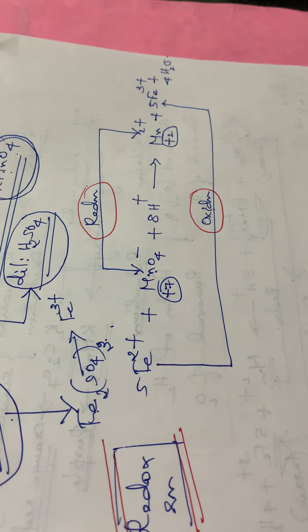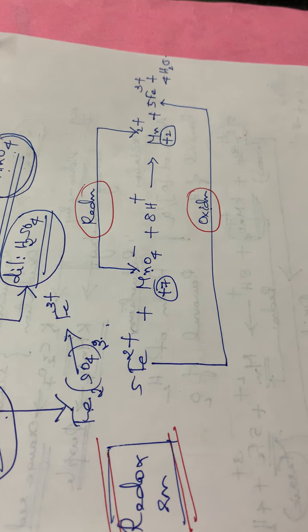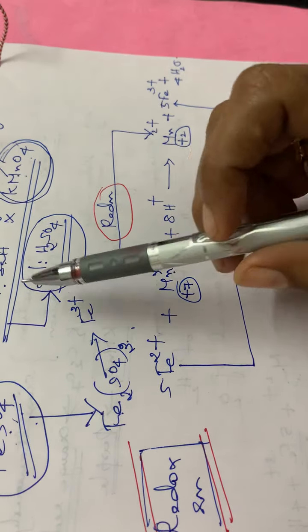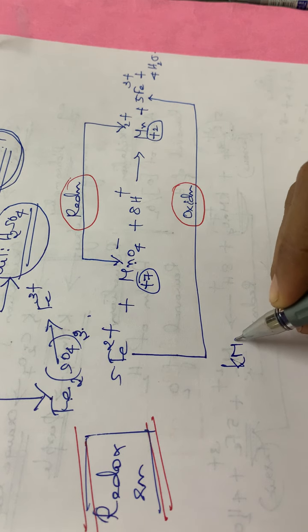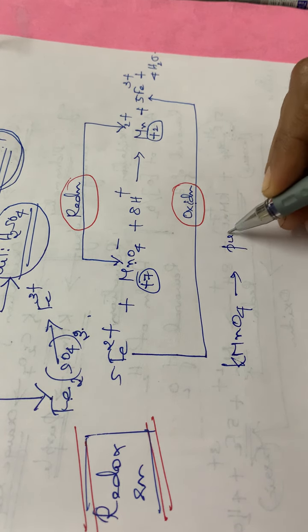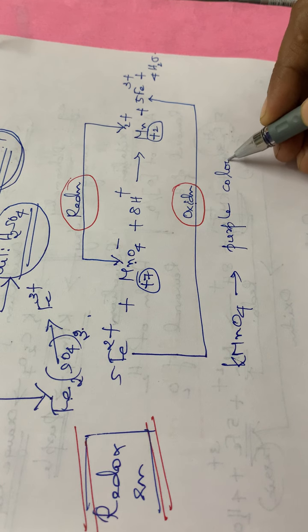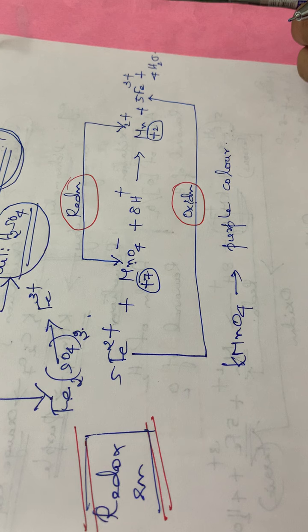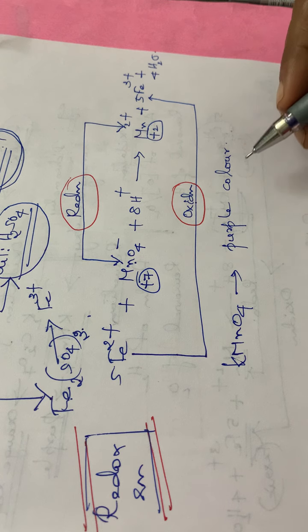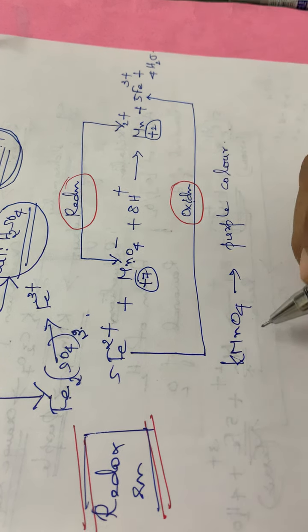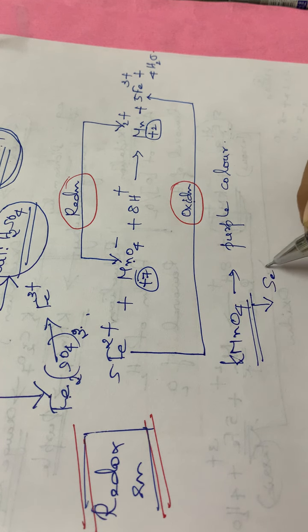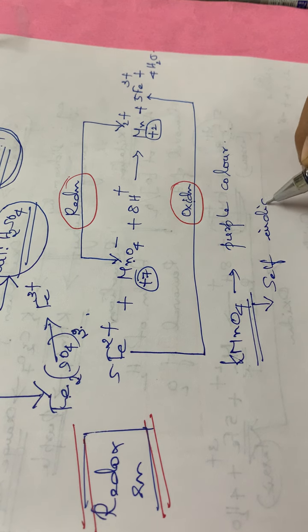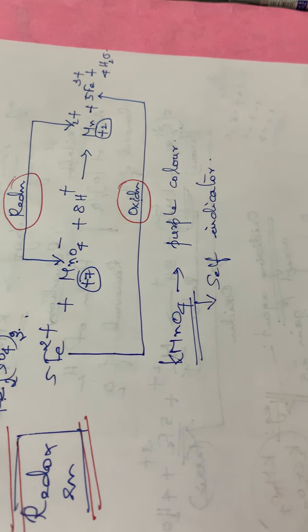And here, what is the indicator used in permanganometry? That is the next question. See, here we are taking Mohr's salt and KMnO4, and already you know about the color of KMnO4. It is having a purple color, isn't it? So there is no need of another indicator for this particular reaction. Normally in permanganometry, and not in dichrometry, we are not using any indicator. KMnO4 itself has a purple color, therefore KMnO4 itself acts as a self-indicator.